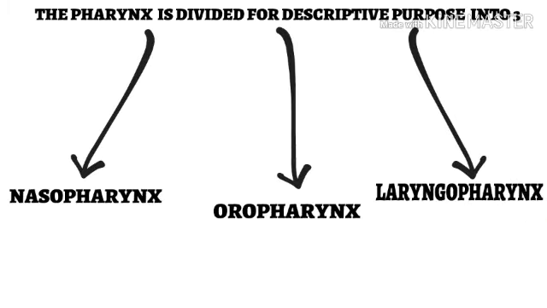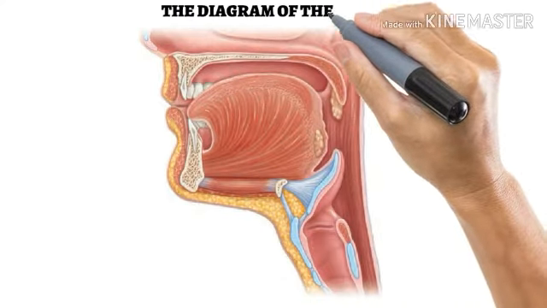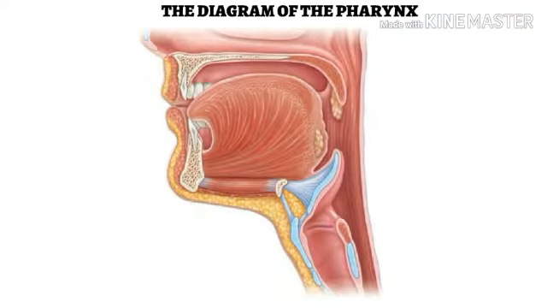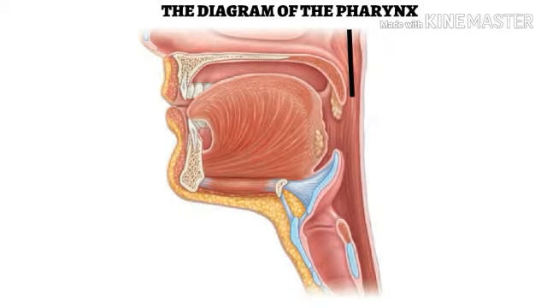Now let's pick the nasopharynx. That is the diagram of the pharynx. You'll be looking at the mouth, the lip, the tongue, but the pharynx is that exact line where it is going to pass through. You can see it passes behind the nose, the mouth, and behind the larynx. So all those parts is the pharynx.